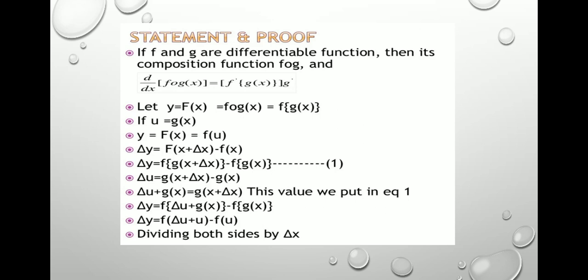Proof. Let y is equal to f of x is equal to f composed with g of x is equal to f of g of x. If u is equal to g of x, then y is equal to f of u. Derivative of y is equal to f of x plus the change in x minus f of x. Derivative of y is equal to f of g of x plus the change in x minus f of g of x, and derivative of u is equal to g of x plus the change in x minus g of x.